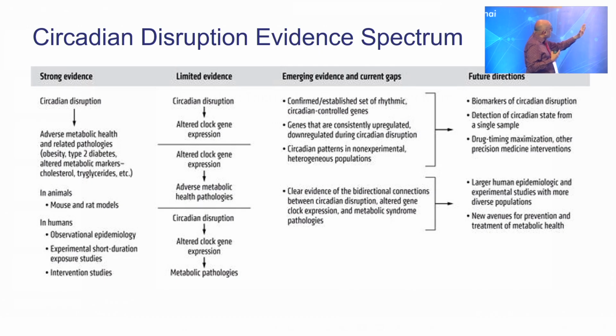We have limited evidence about circadian expression and metabolic pathologies. We have emerging evidence about biomarkers, about the role of BMAL1 in the beta cell. So clearly, some of the stuff that I'm going to talk about are emerging evidences that will become stronger or may get lost over a period of time. But I think it's interesting to be aware of it.